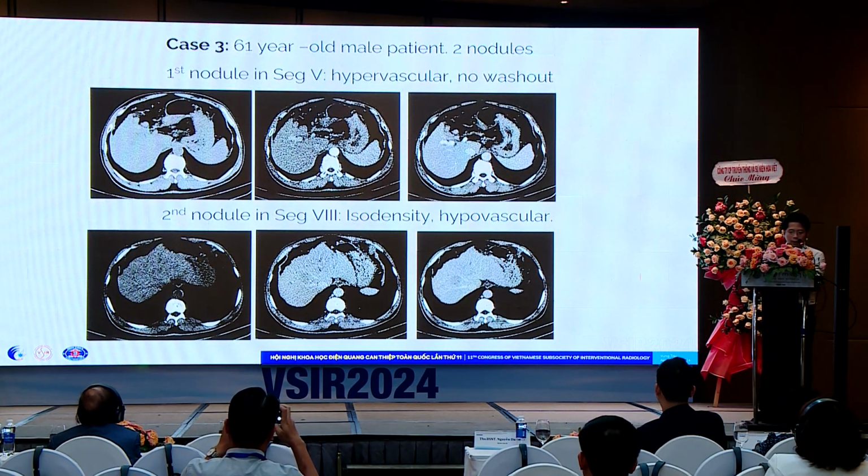In the third case, we have two nodules. The first nodule is in segment 5. That is mildly hypovascular but no clear washout, and the second nodule in segment 8 is hypovascular after contrast.